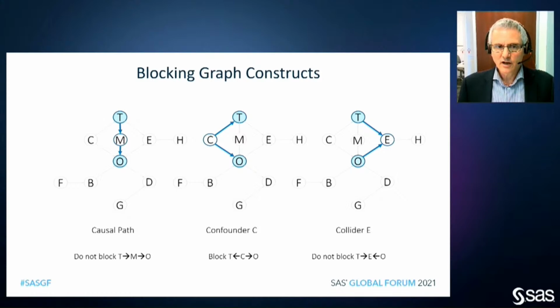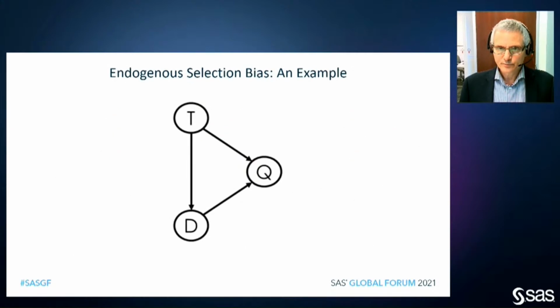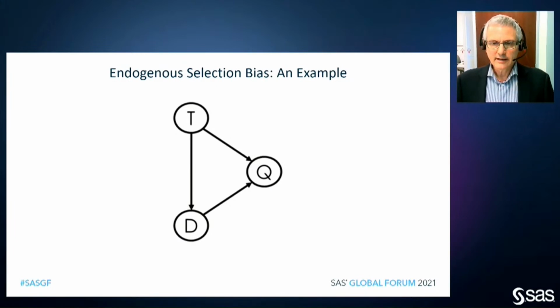So for our causal analyses, we do not block the causal path. We do block confounding paths, and we do not block collider paths. Now, a little more about this endogenous selection bias, because it can be confusing and can be counterintuitive. So a very small, quick example might help.